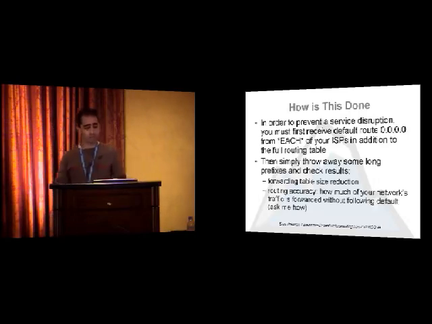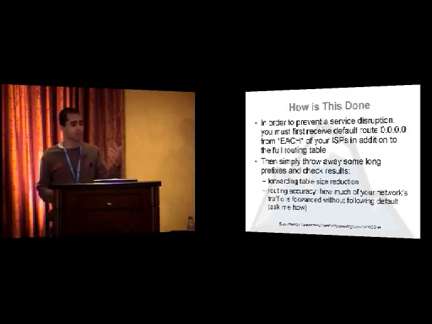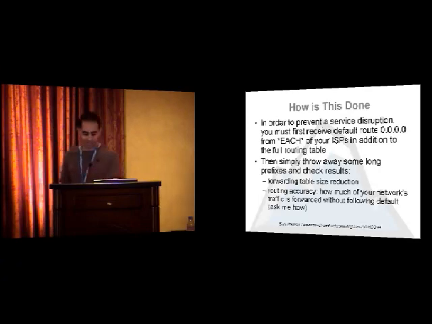And then you just throw away some of the long prefixes and check your results. You check how much you reduced your routing table by, whether you're happy with it, and how accurate your network is: how much of your network can actually follow your forwarding table without going to quad zero. If you want some ideas on how to do this, ask me how, and I'll give you some pointers.